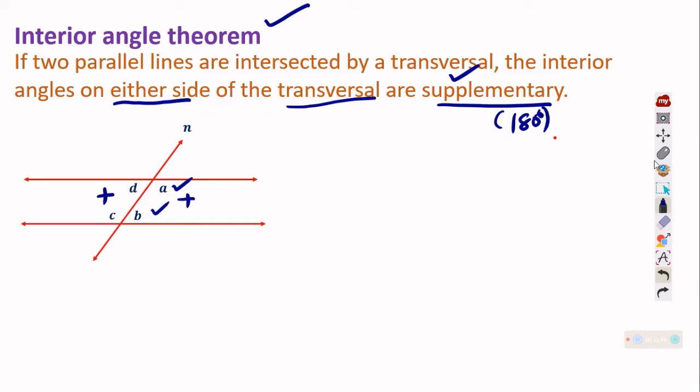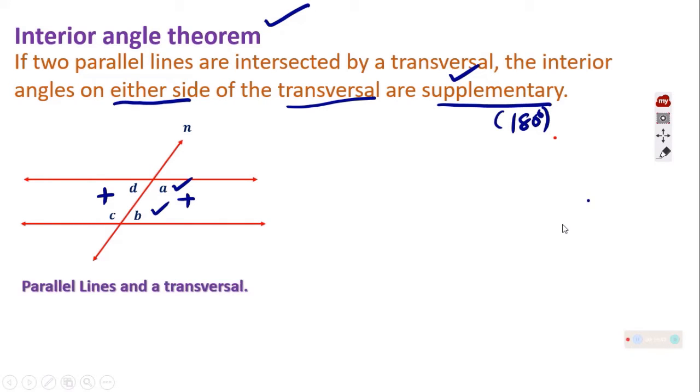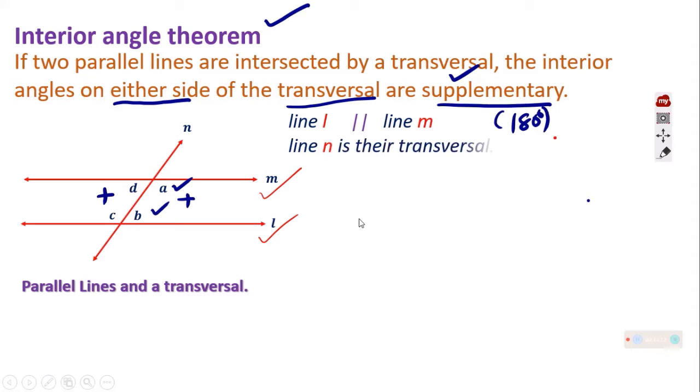We need to prove this theorem is right, or we need to make ourselves understand that what is said about the parallel lines and the transversal and the interior angle theorem is right. That is what we are going to understand now. Let us name this as line L and line M, and N as transversal. That is what is given in the figure.